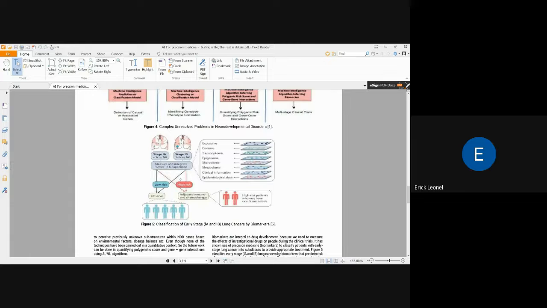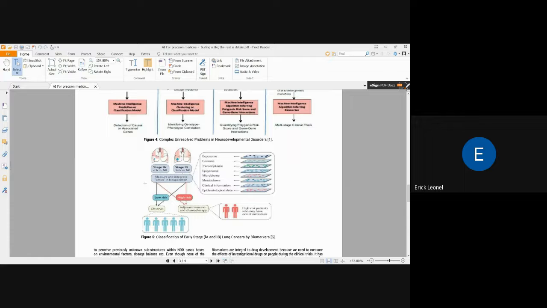An example is biomarker development for early stage lung cancer. This last figure, figure 5, classifies early stage 1A and 1B lung cancer by a biomarker that predicts risk of recurrence, generated using a precision medicine research strategy, into low risk for recurrence and high risk for recurrence.